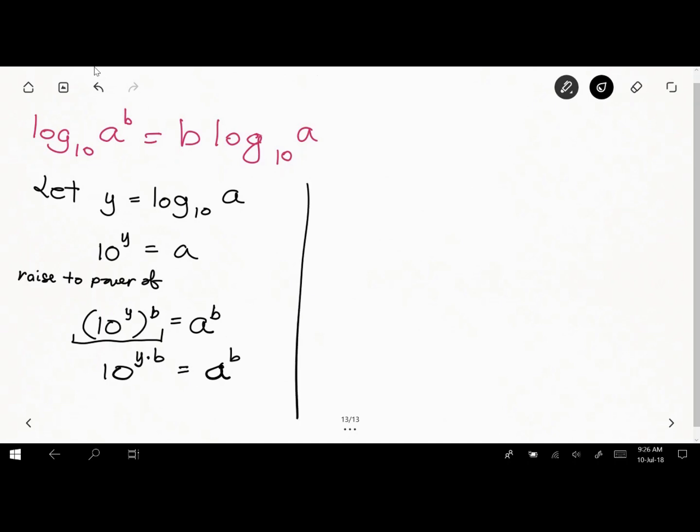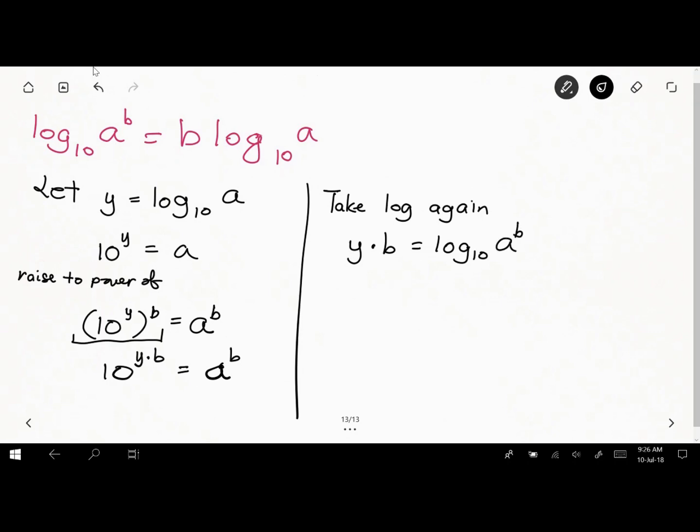Next, we take log of both sides again. By taking log again on both sides, we convert the thing: y times b is equal to log 10 of a to the power of b.